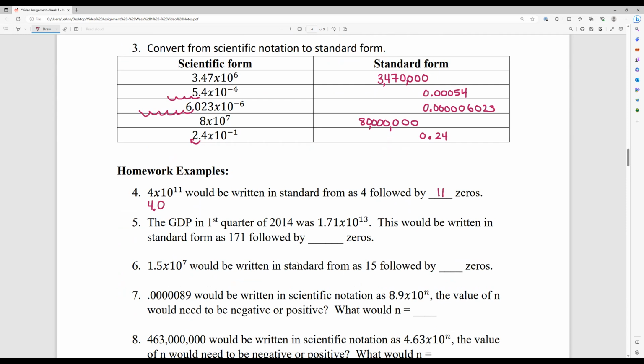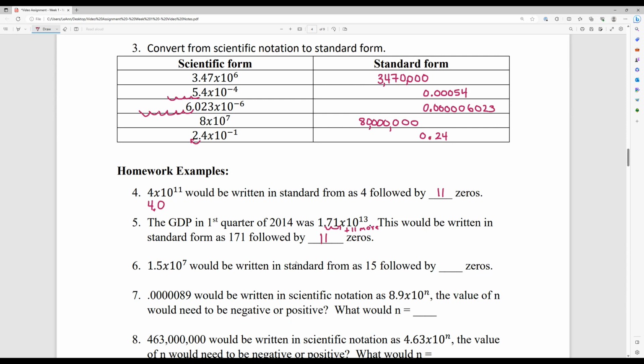That's different than the next question. It says the GDP in the first quarter, which means gross domestic product, of 2014 was 1.71 times 10 to the 13th. This would be written in standard form as 171. Notice they've already done 2 of those moves for us. So that's 2 moves, plus we would still have 11 more we would need to move. So the 171 is already taking care of 2 of the 13 moves to the right. So we would have 11 zeros we would need to add in.